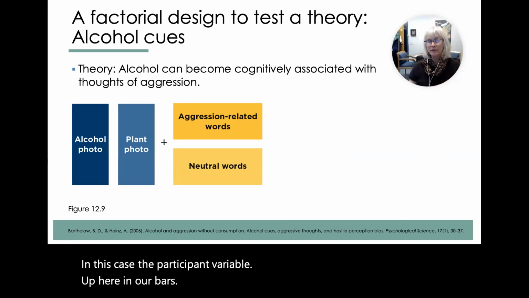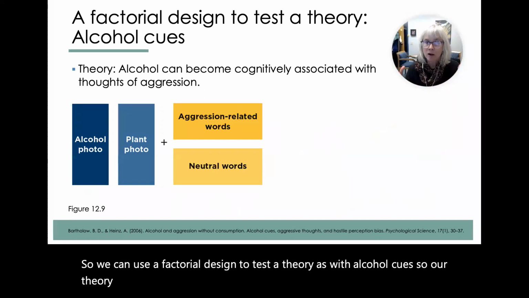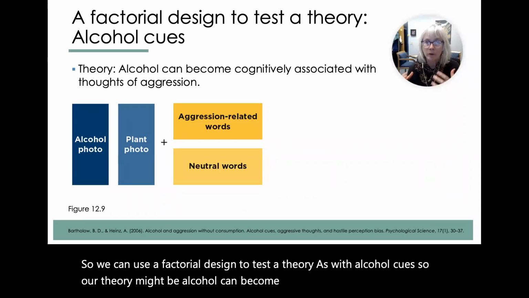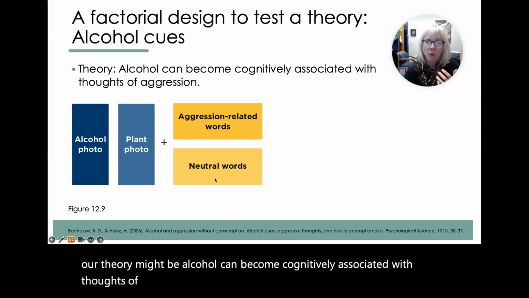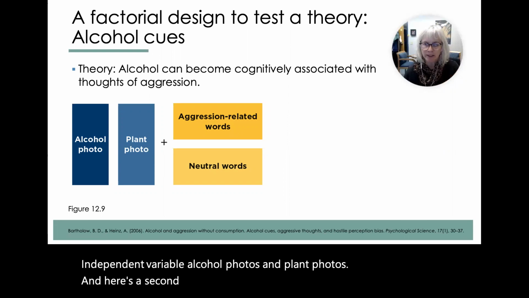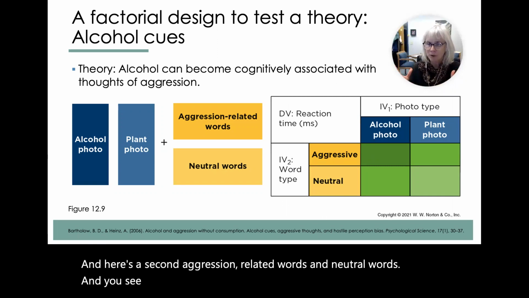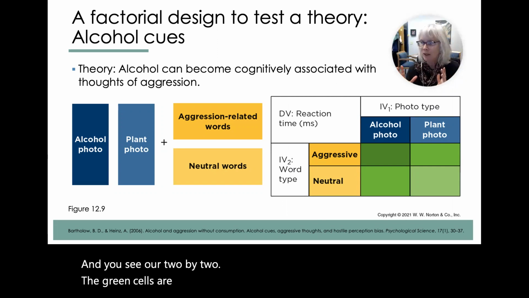So we can use a factorial design to test a theory, as with alcohol cues. So our theory might be alcohol can become cognitively associated with thoughts of aggression. So here is one independent variable, alcohol photos and plant photos. And here's a second, aggression-related words and neutral words. And you see our 2x2 table. The green cells are where we're going to put our data, our means.